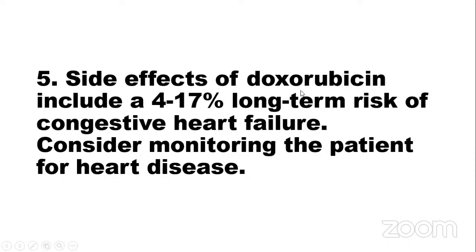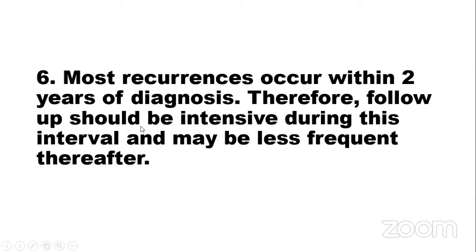Side effects of doxorubicin include 4 to 17% long-term congestive heart failure. So congestive heart failure occurs in 4 to 17% of the patients. Consider monitoring the patients for heart disease. Most recurrences occur within 2 years of the diagnosis. Therefore, follow-up should be intensive during this interval and may be less frequent thereafter.